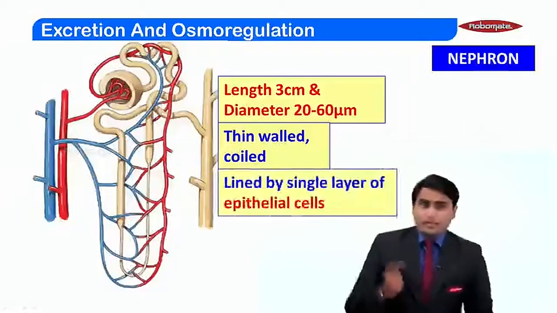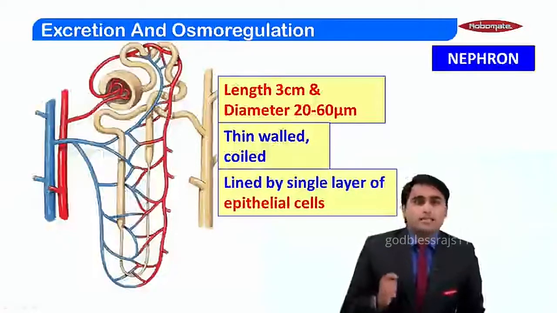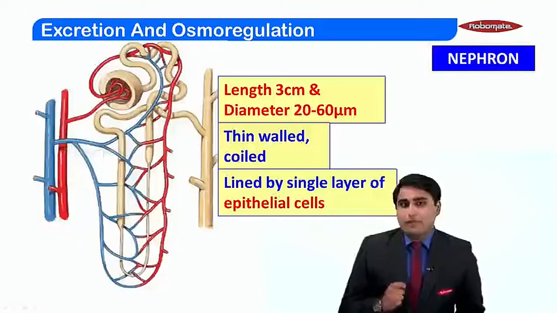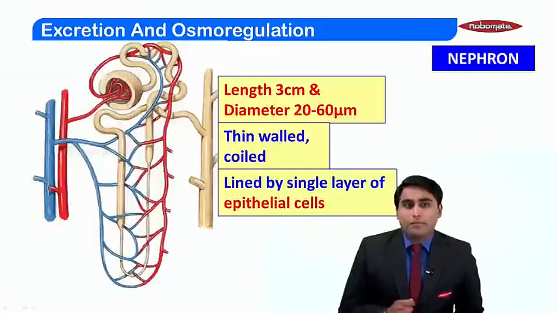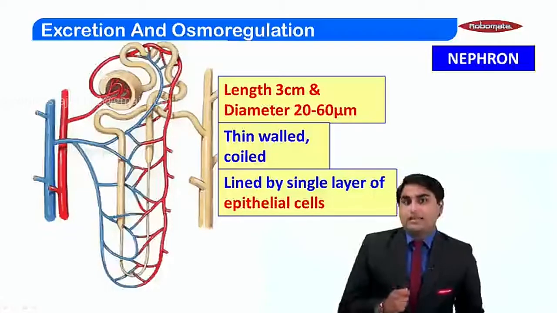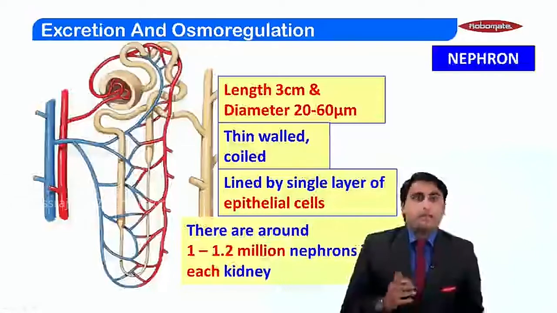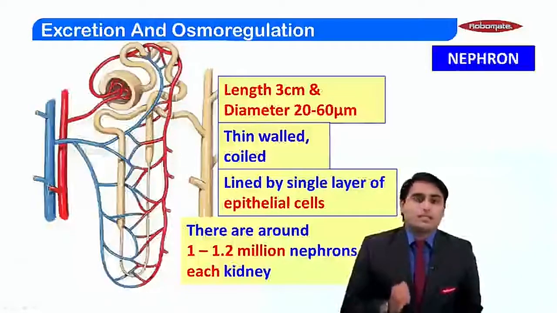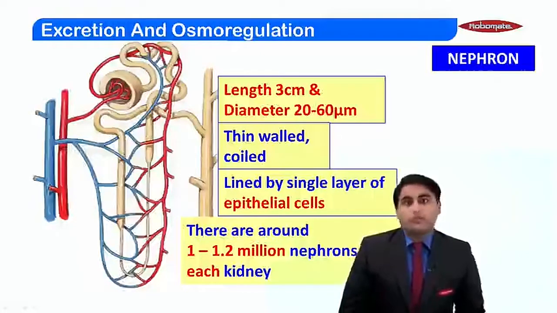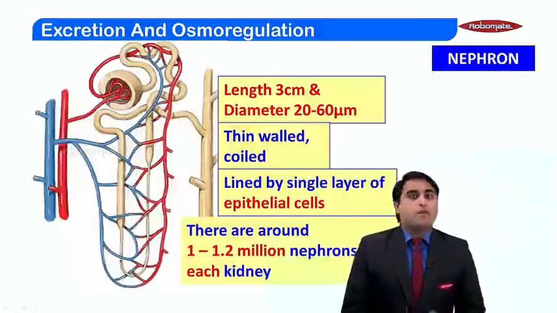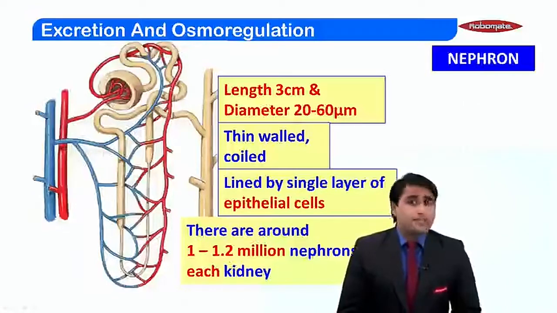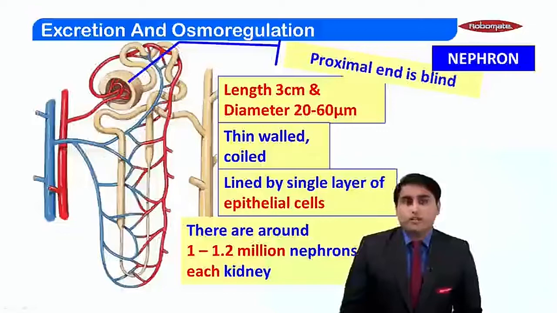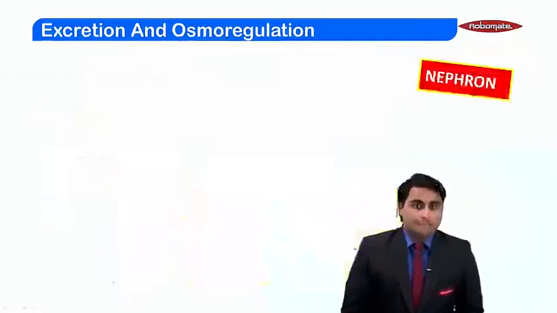And inside, the nephron is lined by a single layer of epithelial cells. So which cells are present inside the nephron? A single layer of epithelial cells internally lining the nephron. And there are about 1 to 1.2 million nephrons in each single kidney. That is a huge number of nephrons present in the kidneys, performing a very important function, that is filtration of blood. And if you see the proximal region of the nephron, it is blind.